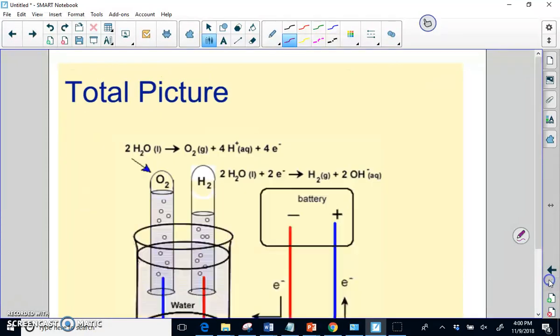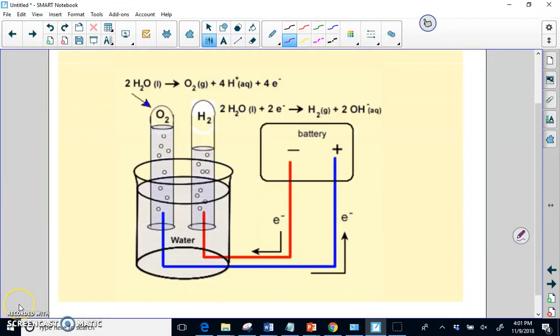Now, if we look at a more simplistic form of this diagram, here we have our battery, and here we have the negative end, generating the electrons. And then here, the hydrogen in the water is accepting those electrons and becoming hydrogen gas. Again, this is the reduction, so this here is the cathode. Now, because electrons are being drawn, they pull the electrons out of the oxygen.